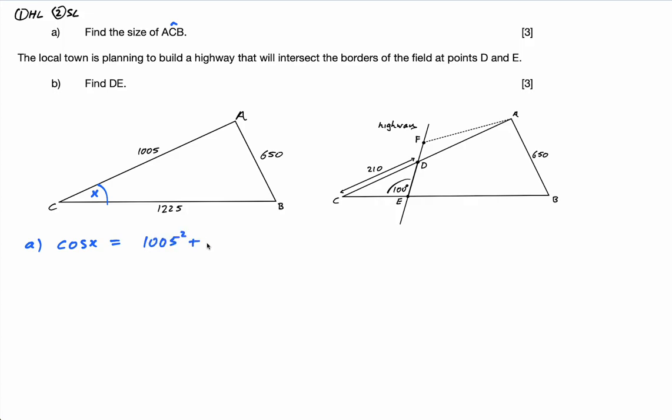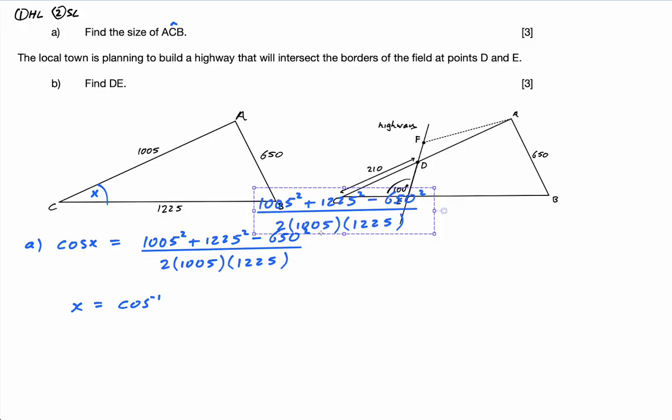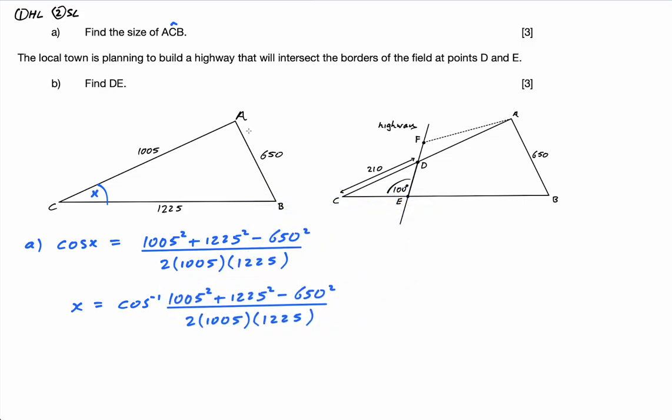1005 squared plus 1225 squared minus 650 squared, all over 2 times this times this. 2 times 1005 times 1225. So if this is cos of x, then x is the inverse cos of this. Cos inverse, cos minus 1, which is the inverse cos of all this. I'm going to copy and paste, guys. There we go.